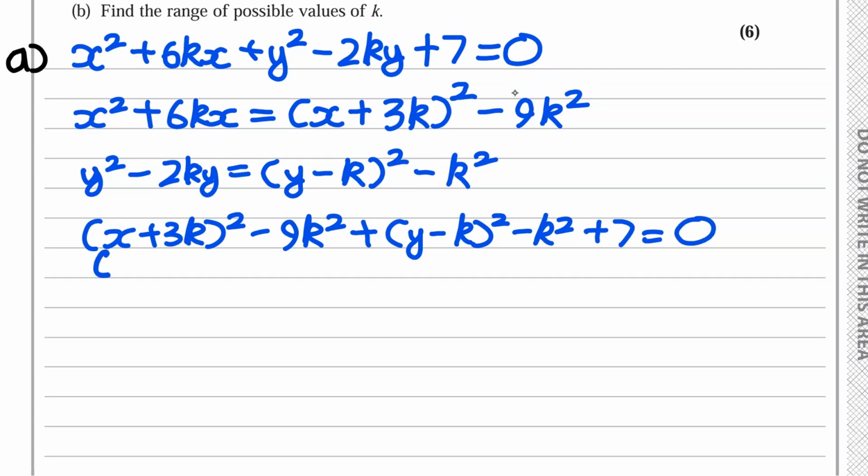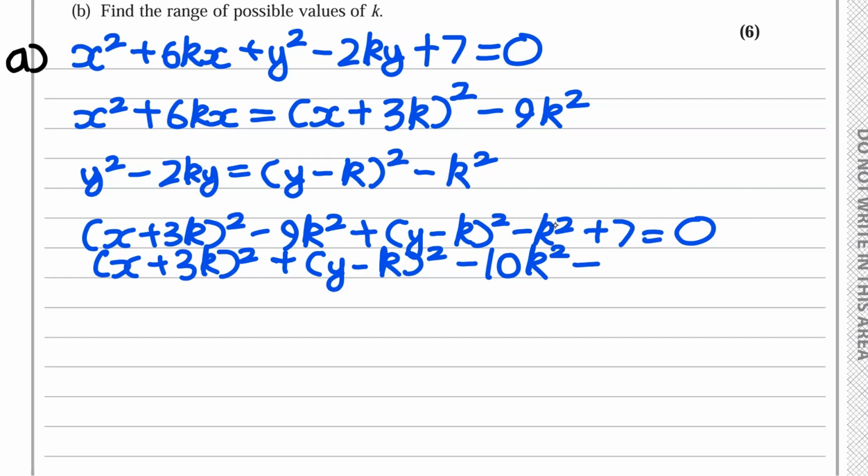We can do some simplifying here, so we have (x plus 3k) squared, and then let's write this y term here, so plus (y minus k) squared like this here, minus 9k squared minus k squared is going to be minus 10k squared, and then plus 7 is equal to 0.